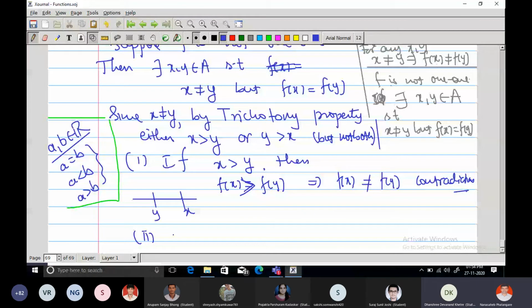X is less than y, that is, y is greater than x. Then since the nature of the function is increasing, f x is less than f y. Again, f x is not equal to f y. Contradiction. Right. So in any case, there is a contradiction. So what is the conclusion?